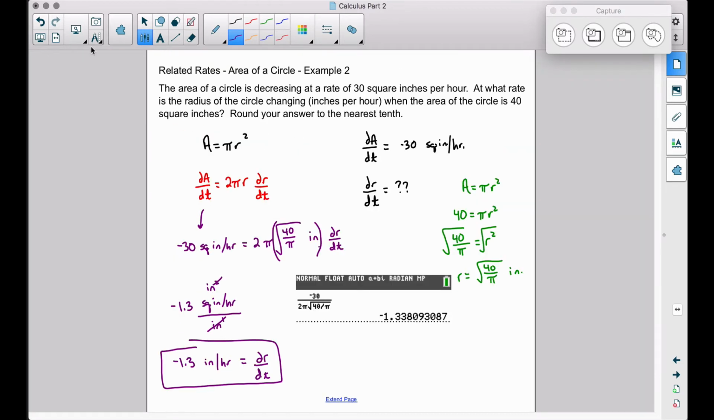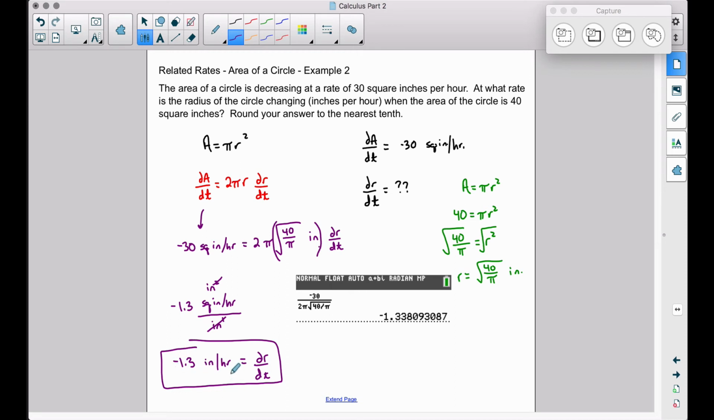Therefore, when we go back and look at this problem, the area of the circle is decreasing at a rate of 30 square inches per hour, and when the area of the circle is right at 40 square inches, that radius is decreasing at a rate of 1.3 inches per hour. Notice I used the word decreasing. That's what the negative represents. The reason we have to include the negative here is that the problem doesn't say at what rate is the radius of the circle decreasing. It says at what rate is the radius of the circle changing. So if we're going to use a signed number here, we need to use negative 1.3 inches per hour.